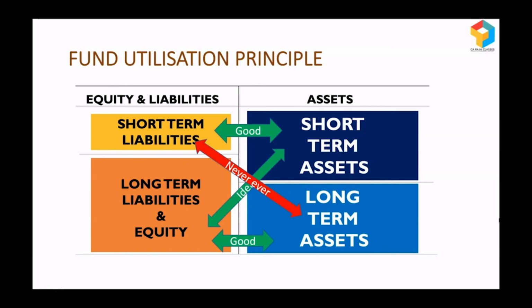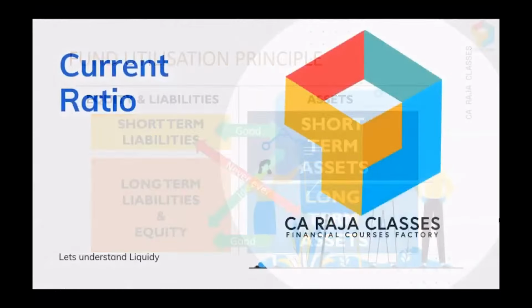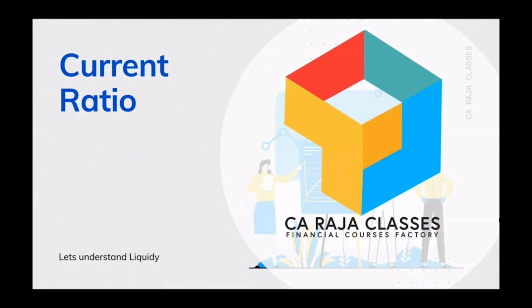So how long will they wait? If a banker's loan amount has become overdue, they'll wait for a maximum of 90 days. Then they'll declare the account as a non-performing asset and go for recovery measures, right? So that's why I say that becomes the beginning of the end of a business. So never ever divert short-term funds for long-term purpose. With this understanding, let's move on to the first ratio, that is current ratio.